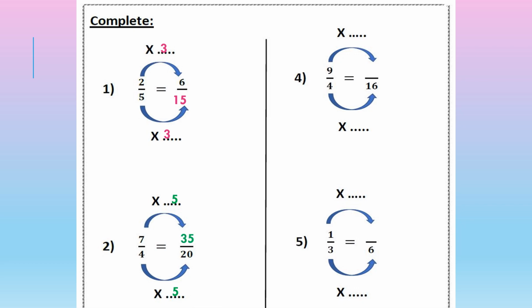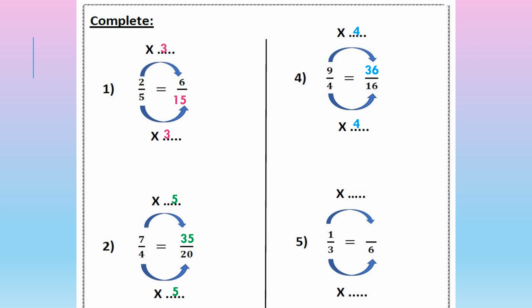Number 4, 9/4 equals what over 16? Look at the denominator. The denominator here is 4 and here is 16. So 4 times what equals 16? 4 times 4. So I will multiply the numerator by 4. 9 times 4 equals 36.